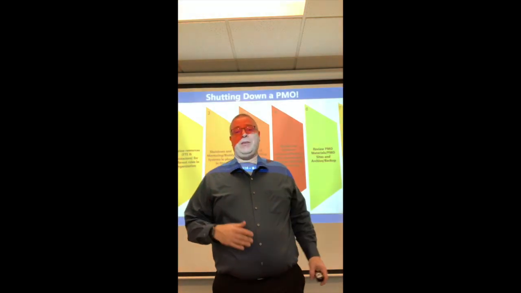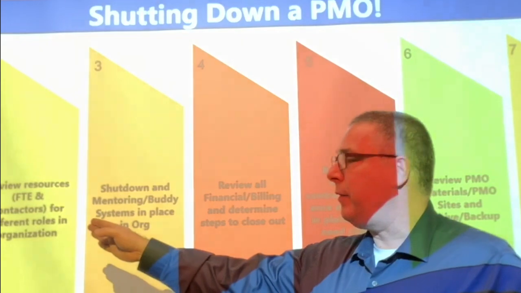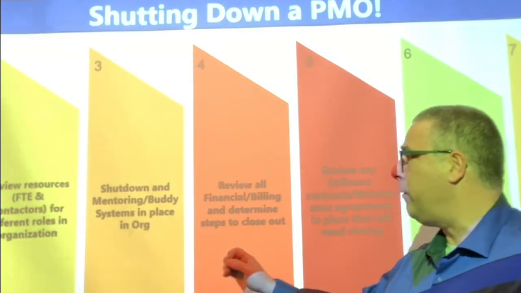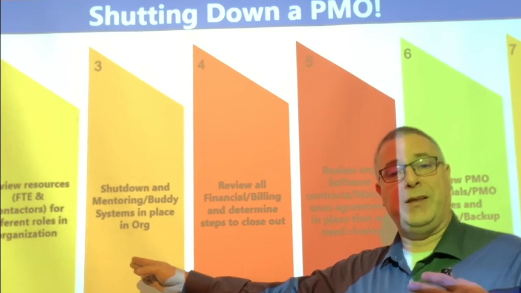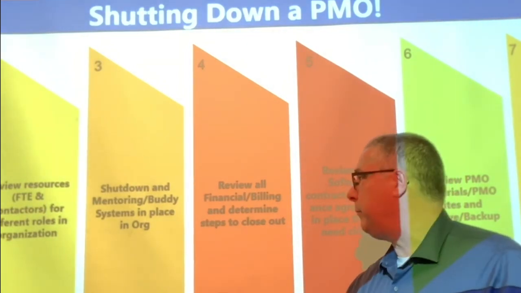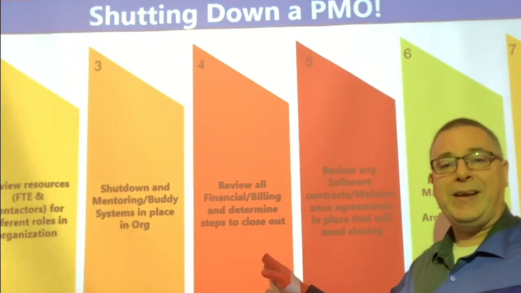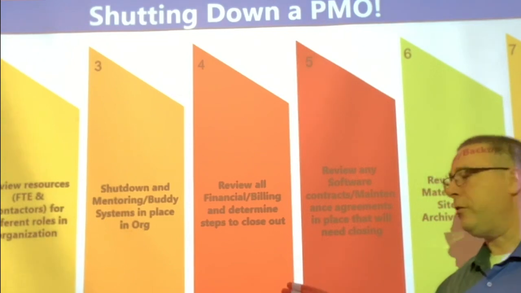A lot of times it's executive support, but here they are. So in shutting down the PMO, you create a project schedule, you look at your resources and determine where they are and whether you can get them a different role. You shut down any mentoring and buddy systems. You shut down all your finances and all your billing, any POs and any contracts in place.